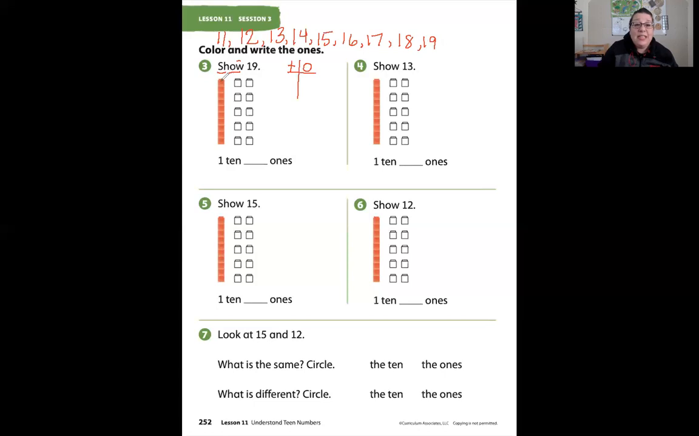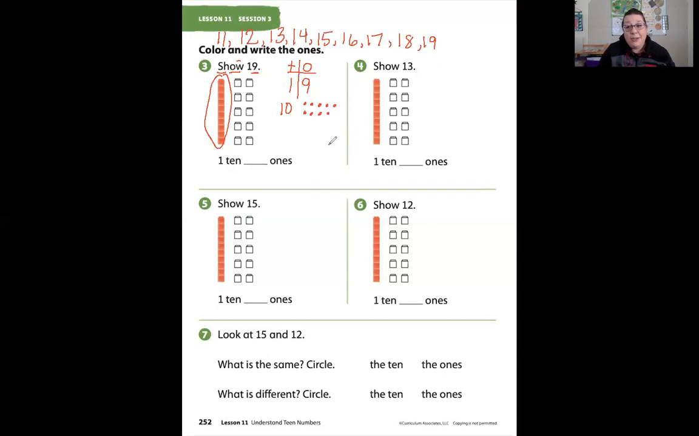So show 19. Here we have one group of 10. And how many ones should we have? 1 ten and 9 ones, right? So we should have the value of 10, which is this 10 stick, and 9 ones. 1, 2, 3, 4, 5, new line, 6, 7, 8, 9.